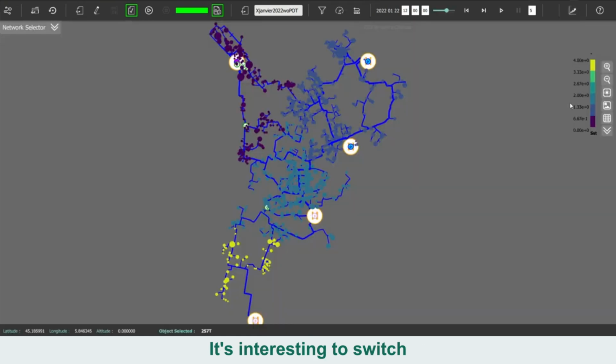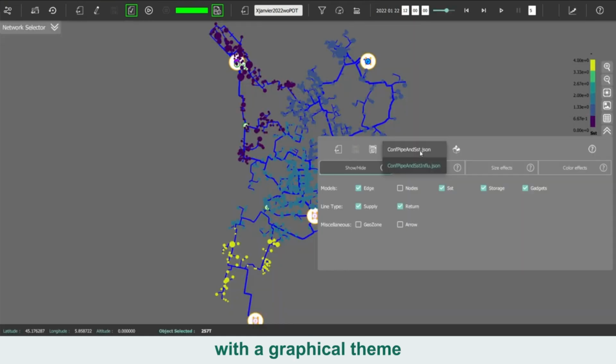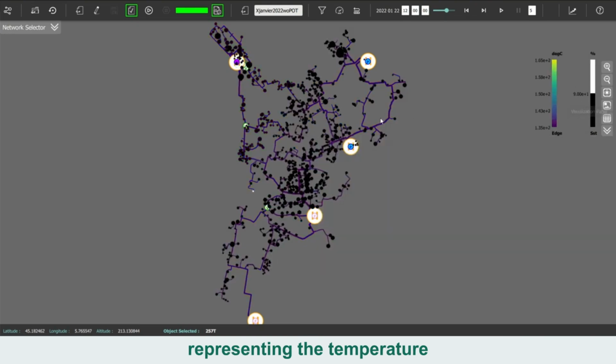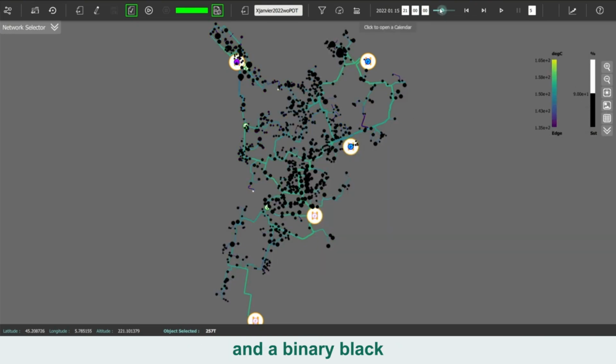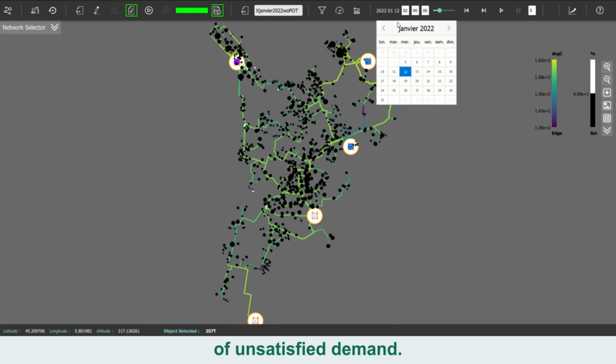It's interesting to switch to the map view for a global view, with a graphical theme representing the temperature field at pipe level and a binary black-white color scale to represent consumers. For a regulating valve position above 90%, that is close to saturation, the consumer is colored white, indicating a very high risk of unsatisfied demand.